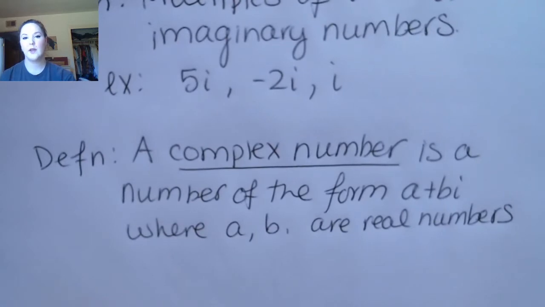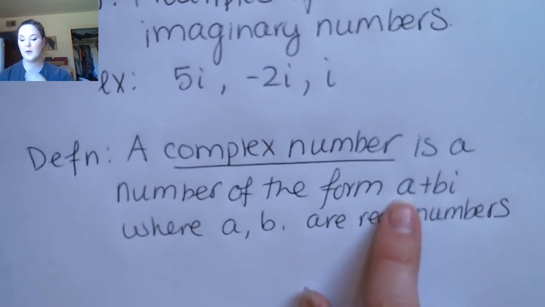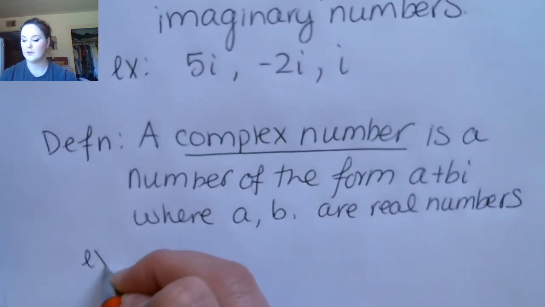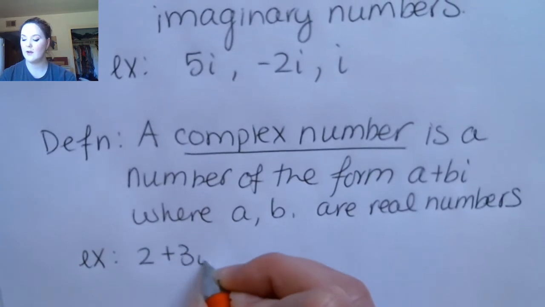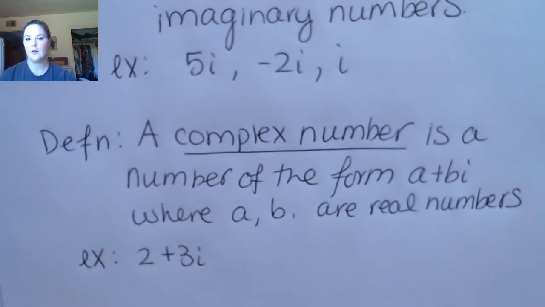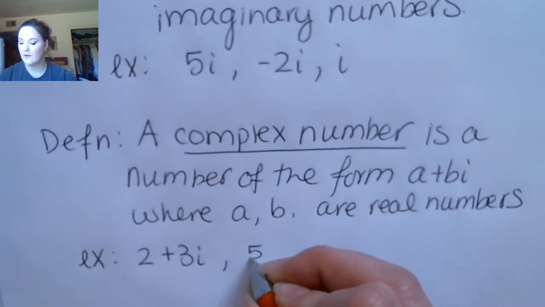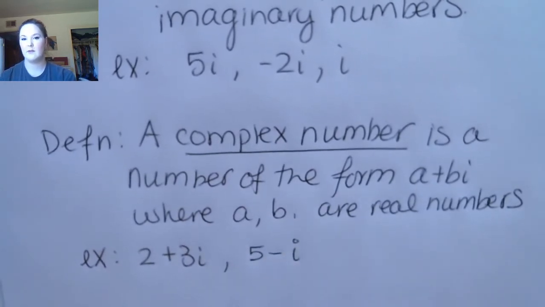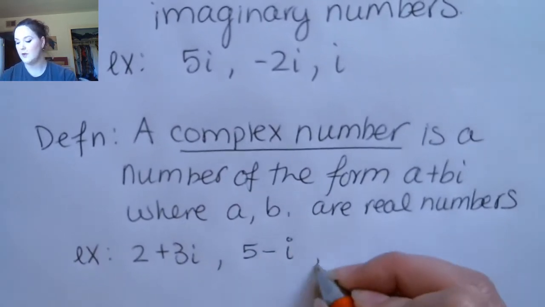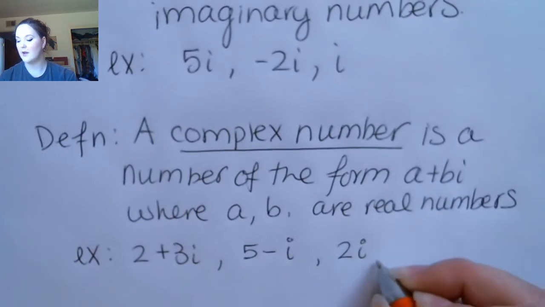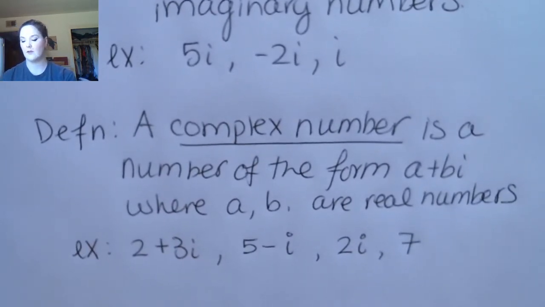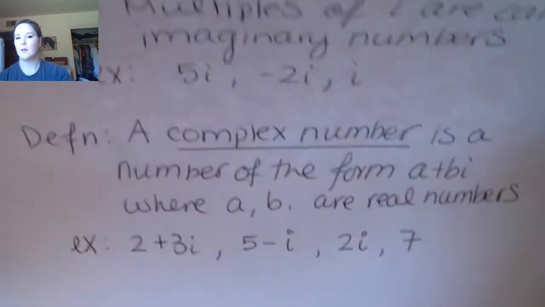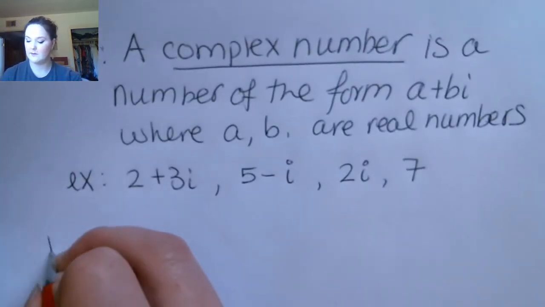Okay, so we have a number of the form a plus bi, where a and b are just regular real numbers. Some examples of this might be 2 plus 3i, or 5 minus i, or even just something like 2i, or something that is a real number like 7. Now the parts of a complex number have their own names.